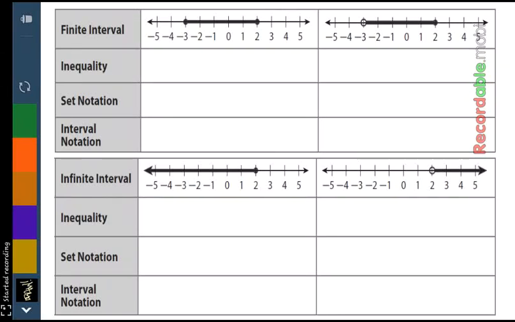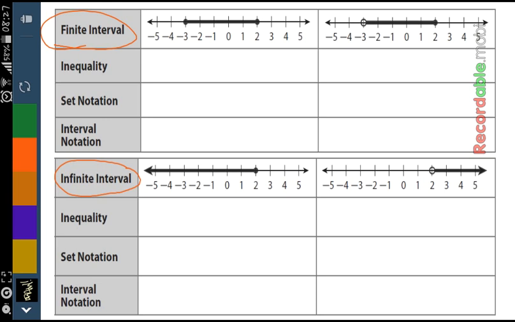Hi, in this video I'm going to describe the different types of intervals. Basically we have two types. The first one is the finite interval. This interval has a starting point and an ending point, and it is a restricted part of the number line. The second type of intervals is the infinite interval. This interval has no end, at least from one side, and it can have no end from both sides.